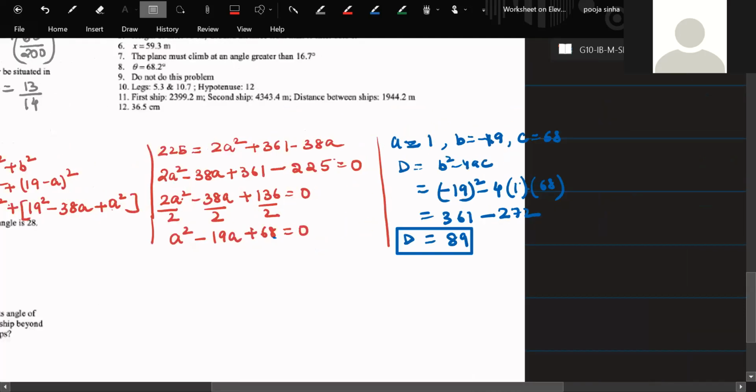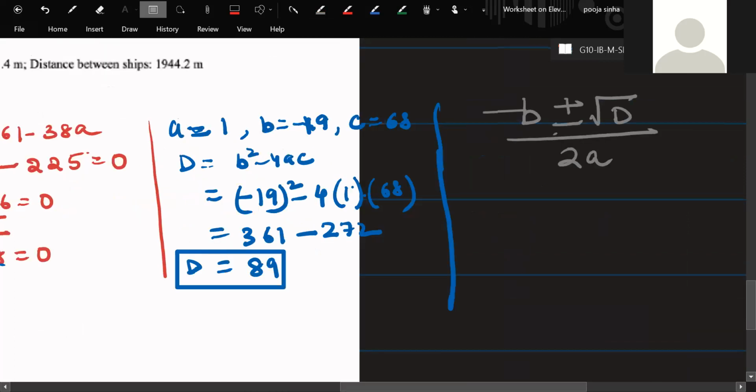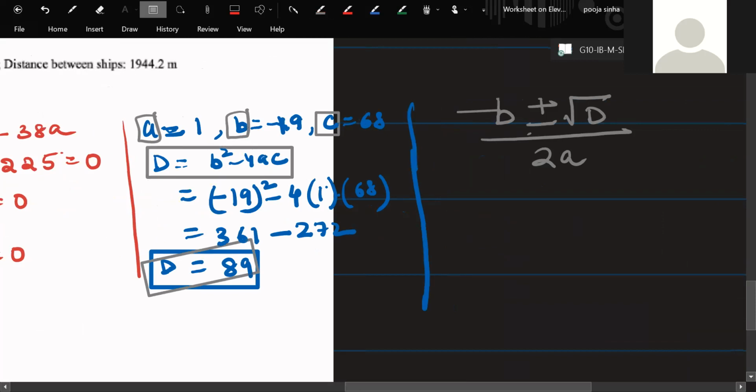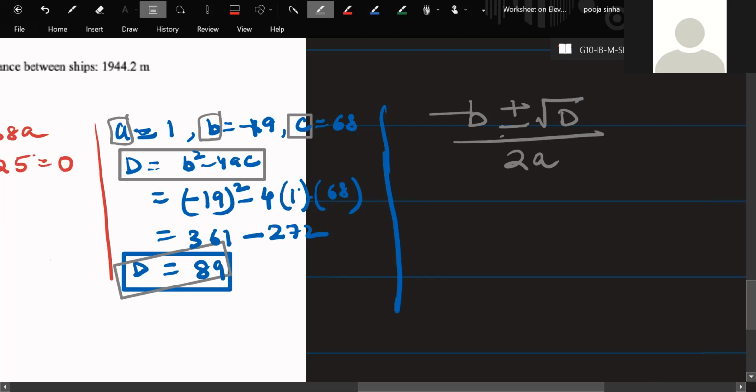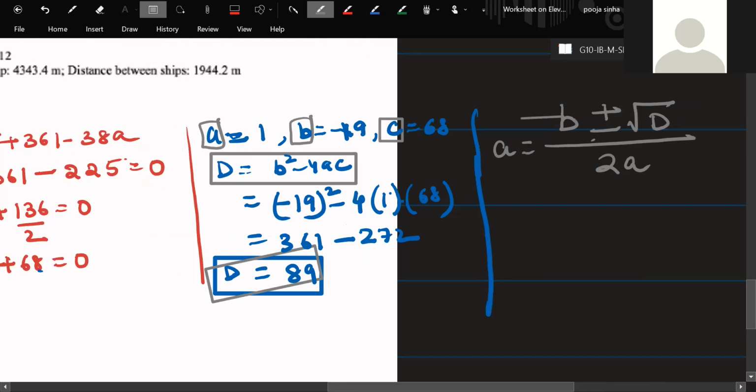Now you are supposed to go further than this. There's a formula, right? Formula is minus B. Wait, miss, what is D? D is the discriminant, but we need to figure out what are A, B, C, and D. A, B, C, we just look and find out. D, we need to calculate by B square minus 4AC. And then we find out the value of A, so that A is equal to this formula.